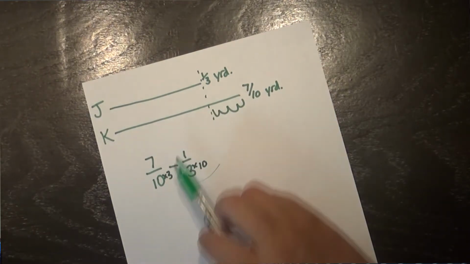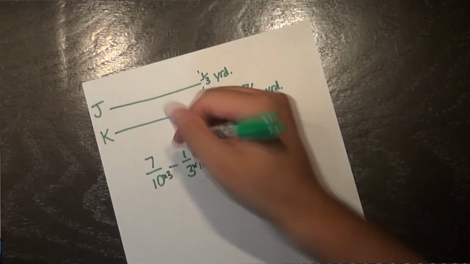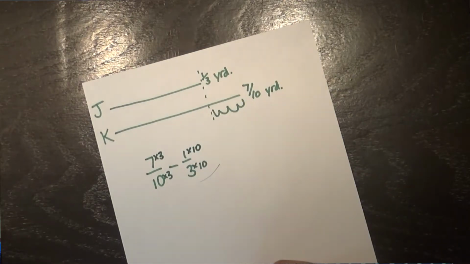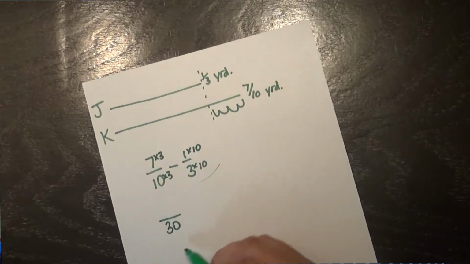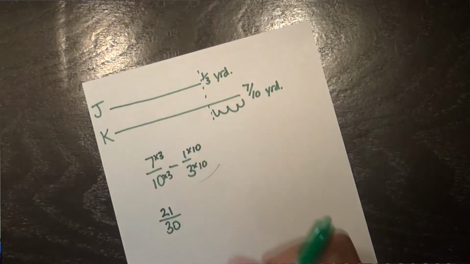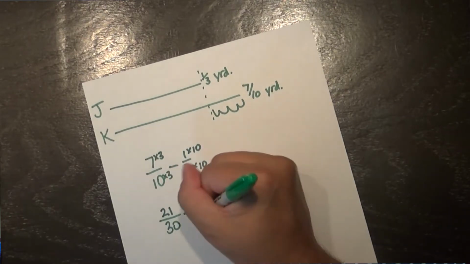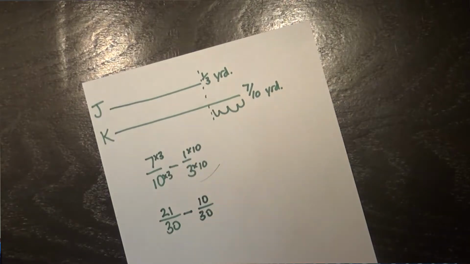But if I do something on the bottom, I have to do it on the top. What's done to the denominator is done to the numerator. So let's take 7 times 3, 1 times 10. Okay? Now let's roll with it. 10 times 3 is 30. There's my new denominator. 7 times 3, 21. Put our minus sign in. It is a subtraction problem. 3 times 10, 30. 1 times 10, 10.